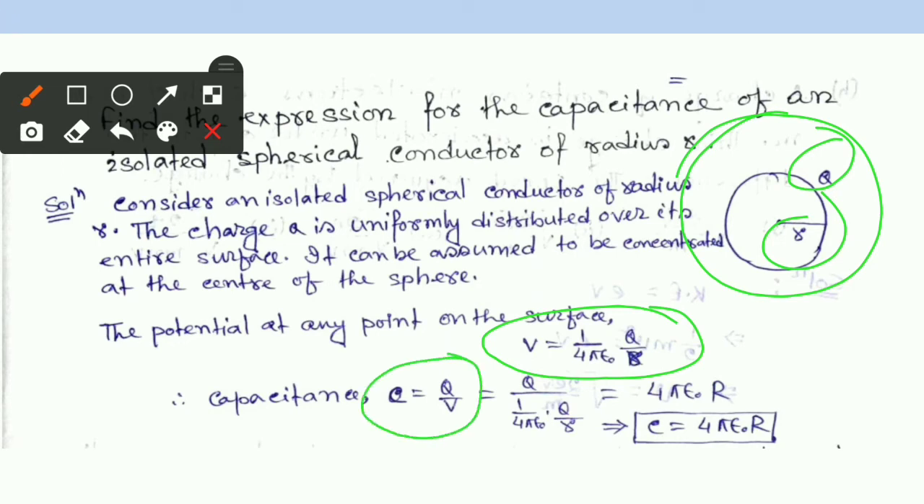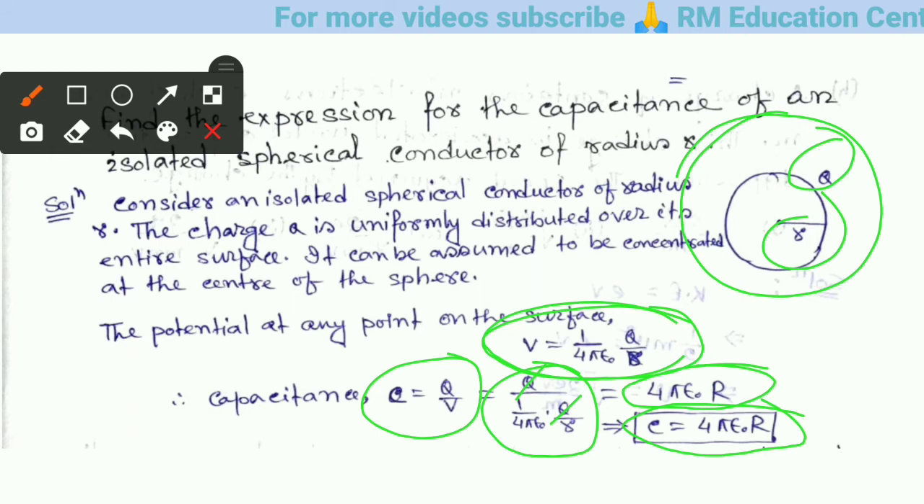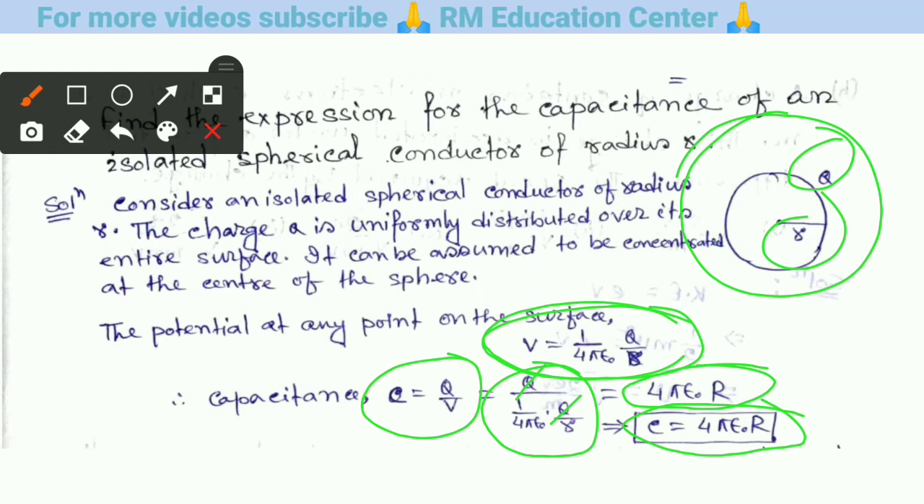Q by V, V means 1 by 4 pi epsilon naught Q by R. So it is equal to, Q cancels, 4 pi epsilon naught R. So C is equal to 4 pi epsilon naught R. It is the expression for the capacitance of an isolated spherical conductor.